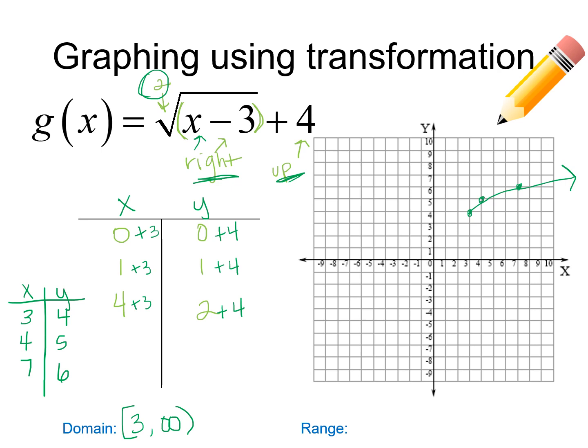Range then is bottom to top, so my lowest point, if I'm talking y values, would be 4, and my highest point, again, since I'm gradually rising to the right, we are going towards infinity, so I'm going to have infinity, and I'm going to open that bracket.